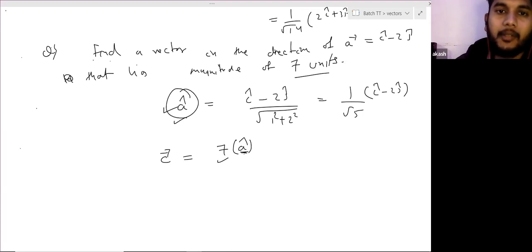A vector which is in what direction? In the direction of A. So A cap represents the direction of A vector and the magnitude must be 7. So I multiplied by 7. So C vector we can write as 7 into 1 upon root 5 I cap minus 2j cap.